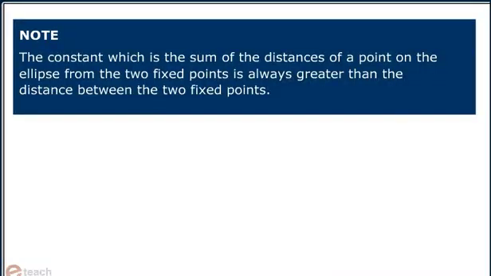Note: the constant, which is the sum of the distances of a point on the ellipse from the two fixed points, is always greater than the distance between the two fixed points.